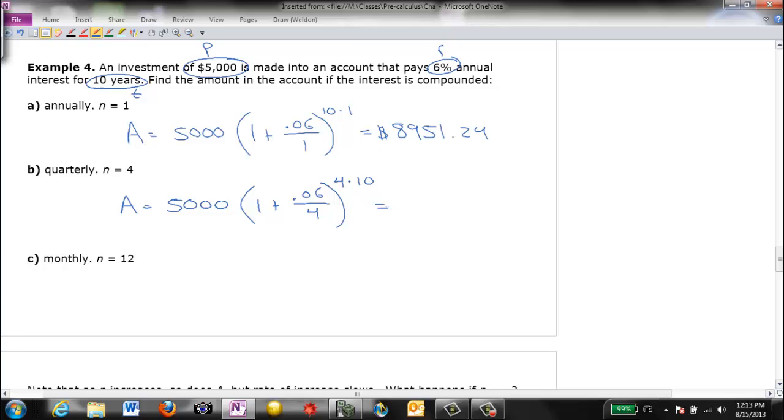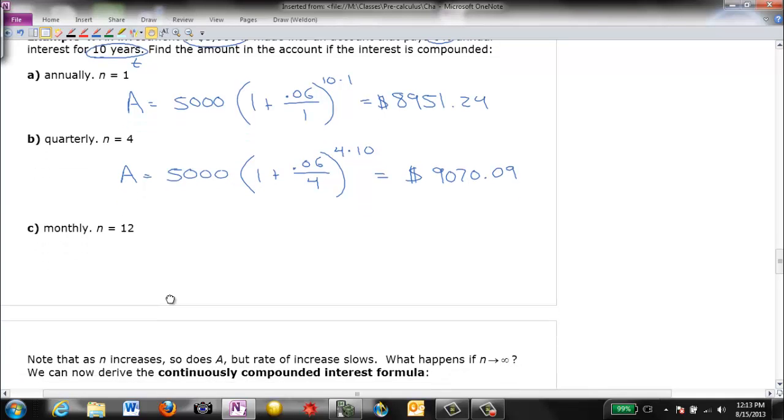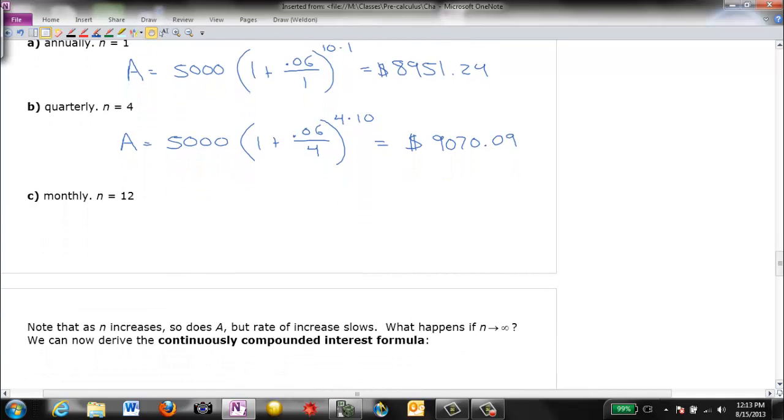We're going to go ahead and calculate that, and you'll notice that we get $9,070.09. So it looks like we compounded quite a few more times here, and we ended up with a little bit more money. Not a whole lot more money, but nonetheless more money. So it's important to pay attention to how many times they compound your interest when you set up these savings accounts at the bank.